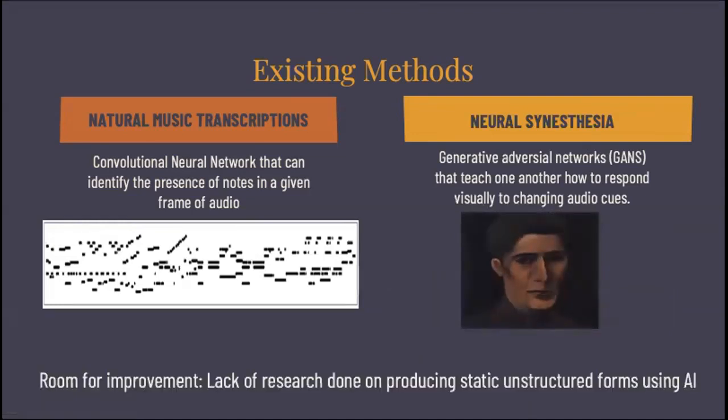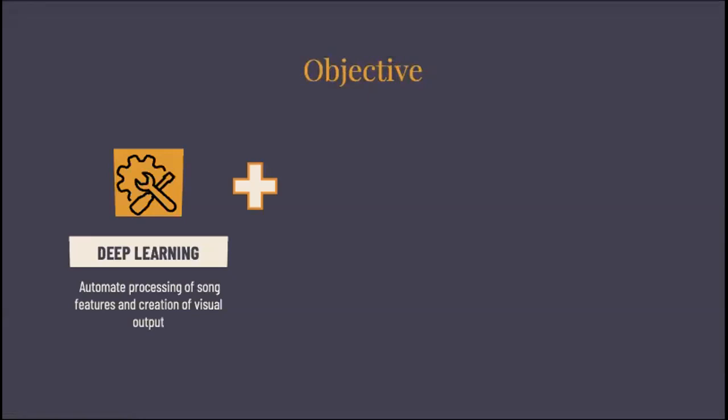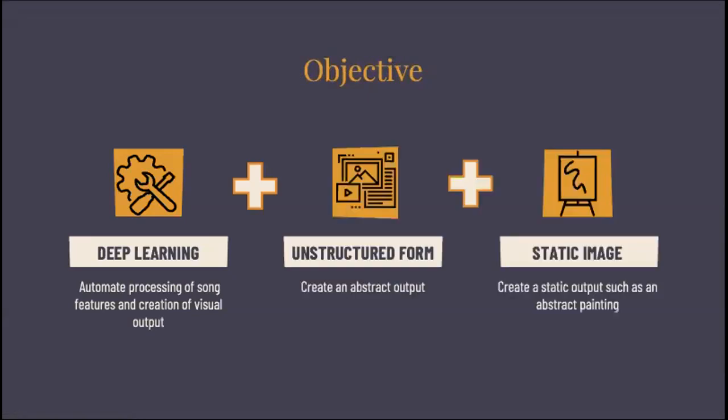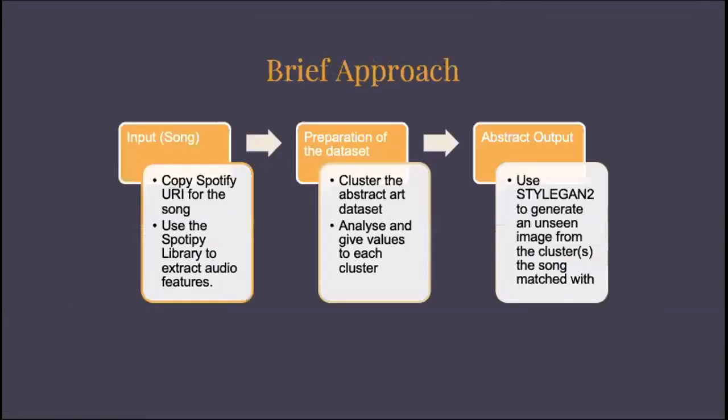So the main gap in this is that there's a lack of research done on producing a static unstructured form using AI. As AI is a developing field, there's still more room for improvement. So my main objective for this project is to use deep learning techniques to produce an unstructured form as well as a static image as the final output. So my brief approach would be to basically have an input using Spotify and prepare the data set, and finally produce the abstract output. I'd be explaining a brief overview of each step.